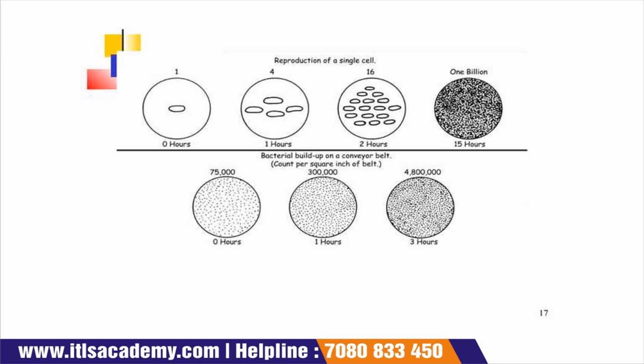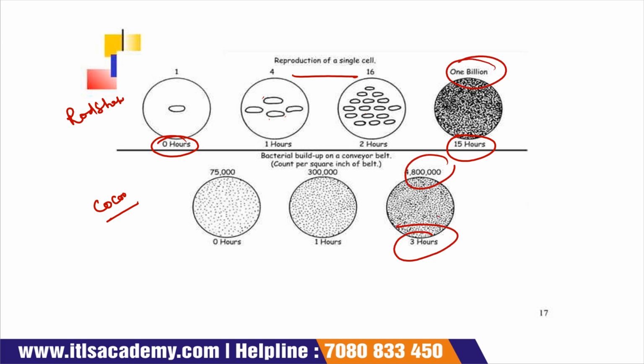Okay, see, this is the zero reproduction of a single bacteria cell, and when we put it at 0 hours, this is your rod shape, this is your cocci. Okay, see the number increasing, and in 15 hours it is 1 billion. If you put it at 3000, it is around more than 4 lakh.